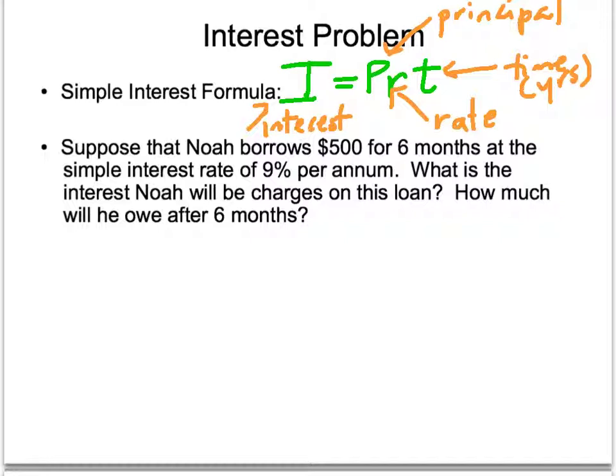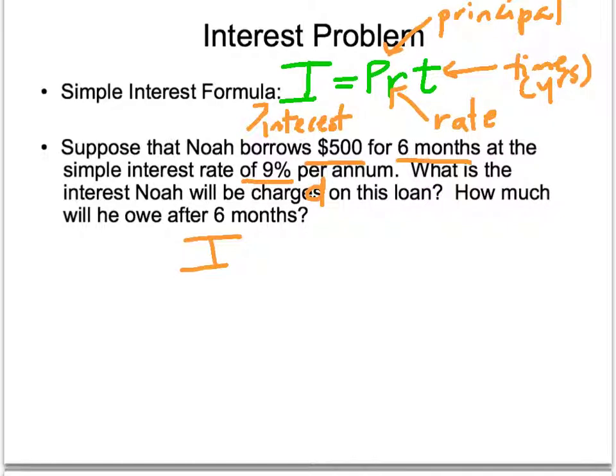Okay, so looking at our question, suppose that Noah borrows $500 for 6 months at a simple interest rate of 9% per annum. That just means per year. What is the interest Noah will be charged on this loan? And how much will he owe after 6 months?